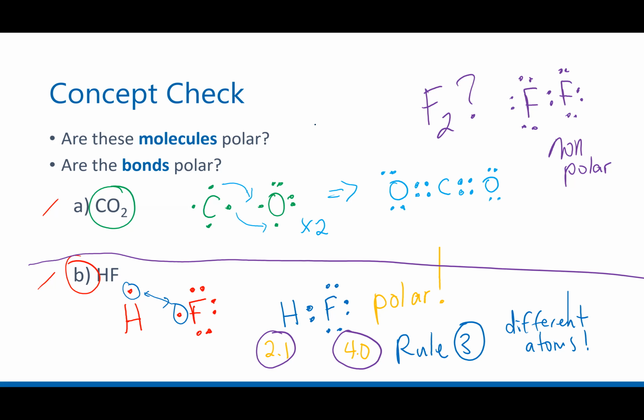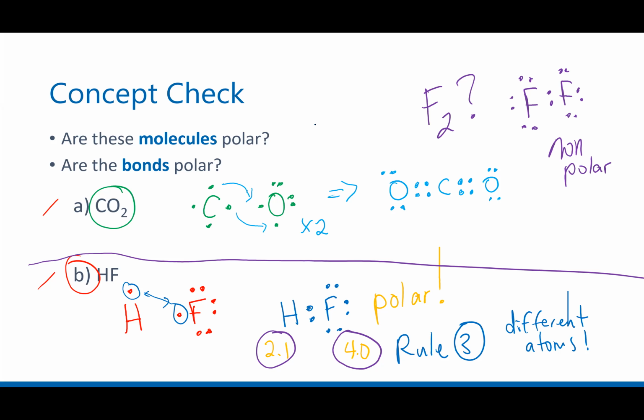Okay, so that is the electron dot diagram for CO2. Now, let's ask ourselves the 3 questions. Are there more than 3 elements in this compound? No. So rule number 1 doesn't work. There's only 2 elements here, carbon and oxygen. Okay, let's go to rule 2.